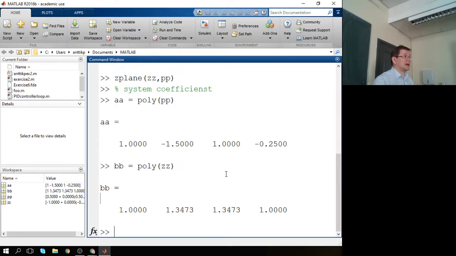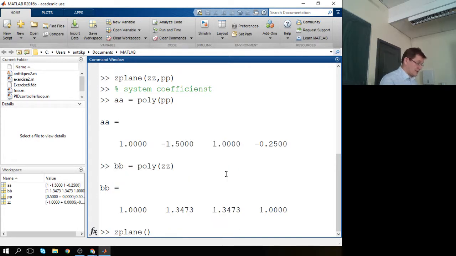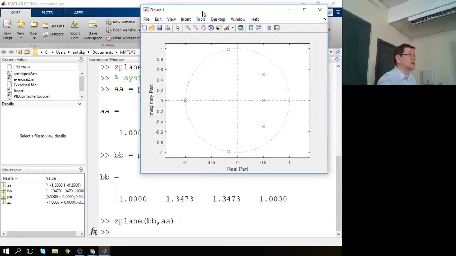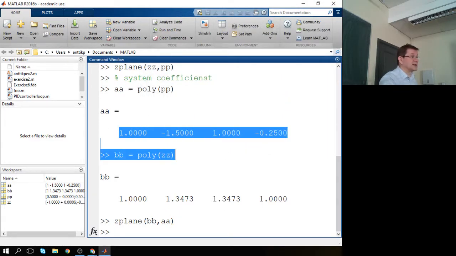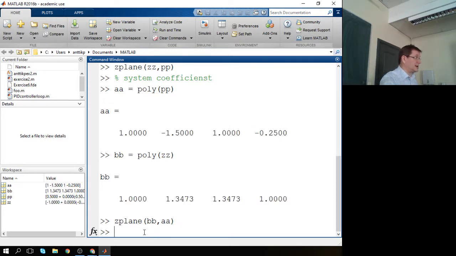Now I can actually start calculating different things. Let me just for fun calculate the Z-plane again to make sure that everything is okay. This should come up with exactly the same looking picture as the previous one. Yep, it does. So I have system coefficients instead of just the zeros and poles. Next step, let's calculate an impulse response.